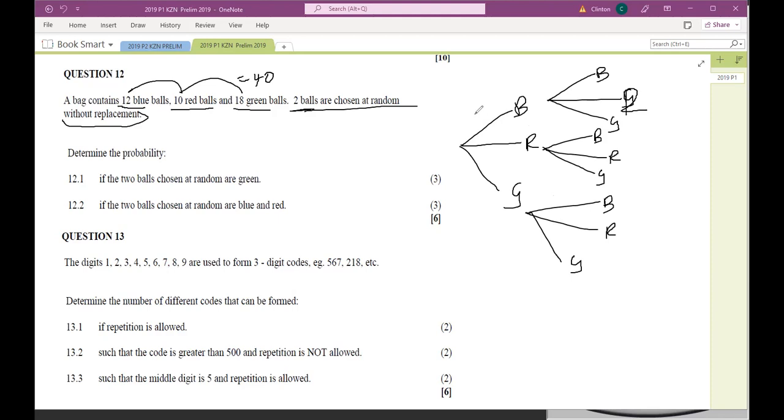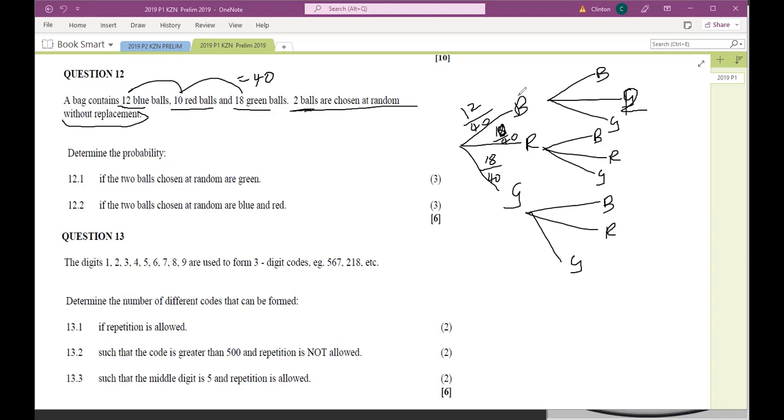Okay, let's represent the probabilities on the branches. You always represent your probabilities on your branches. So I have 12 out of 40 because there are 12 blue out of the total. Then I have 10 red, oh sorry, this is a mistake. The red are 10. So I have 10 red and 18 green, right? So over 40. Perfect. Now let's go to here.